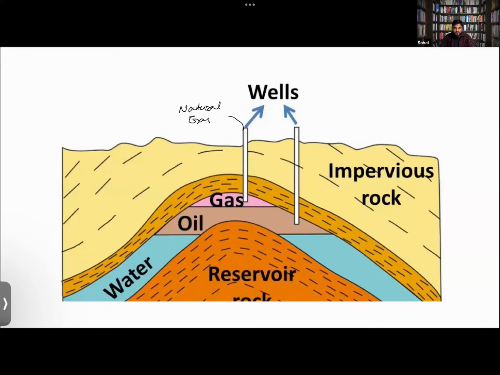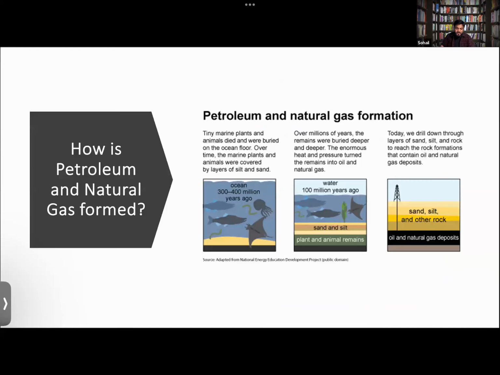So what will happen? See, almost 300 to 400 million years ago, coal के production से भी पहले की हम बात कर रहे हैं. What happened? The marine plants and marine animals died. When they died, they were buried into the floor of the ocean. And over time, the marine plants and animals were covered by layers of silt and sand. Silt and sand, ये small rock particles, बहुत ही minute rock particles. So it started to deposit over the dead bodies of plants and animals.